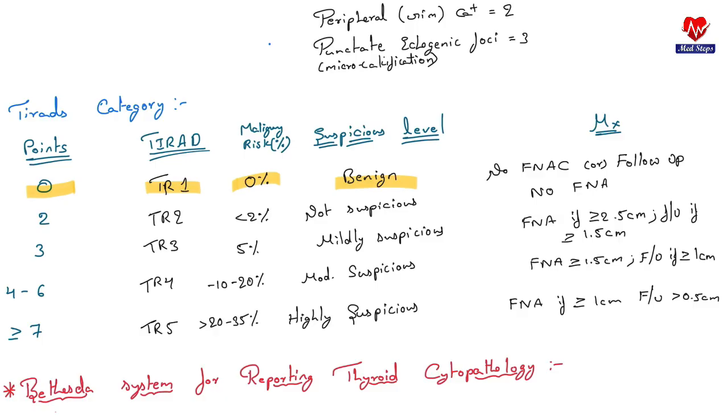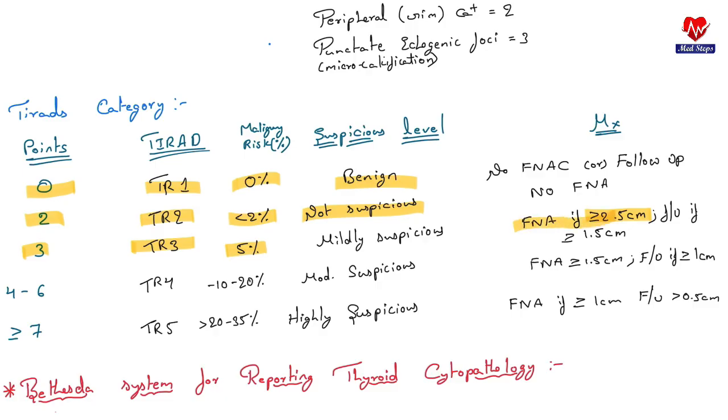If the thyroid score is 2, the points will be 2, the malignancy risk will be less than 2%, and it is not suspicious, and the management will be no fine needle aspiration cytology. Next we can see TI-RADS 3, the points will be 3, the malignancy risk will be 5%, and the suspicion level will be mildly suspicious, and the management is: if the nodule is greater than or equal to 1.5 centimeters, we have to do follow up. If it's greater than or equal to 2.5 centimeters, we have to do fine needle aspiration.